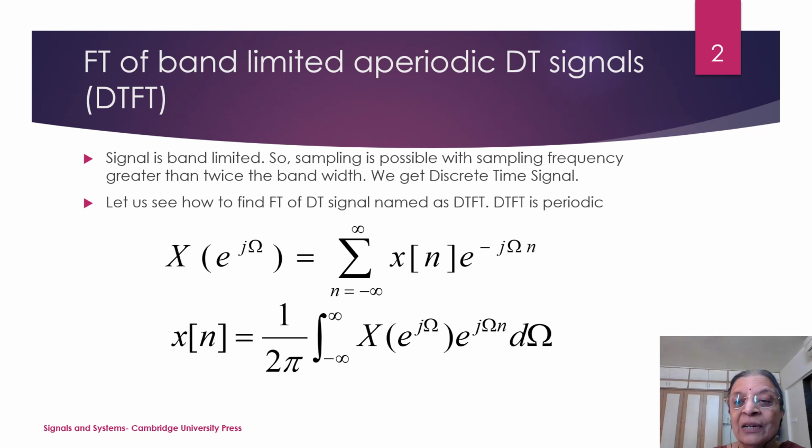And how to recover x n? x n is 1 upon 2 pi, integration over the period, X of e raised to j omega, e raised to j omega n d omega. Now, this 2 pi is supposed to be the period of DTFT.